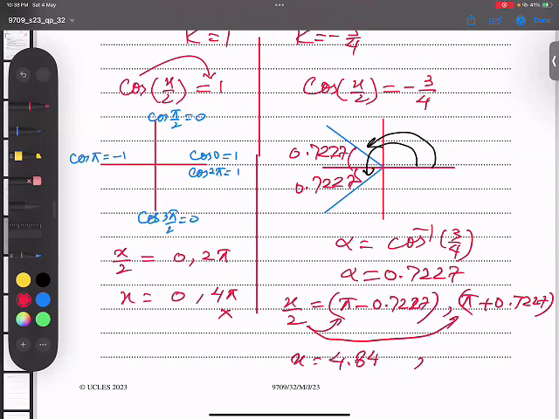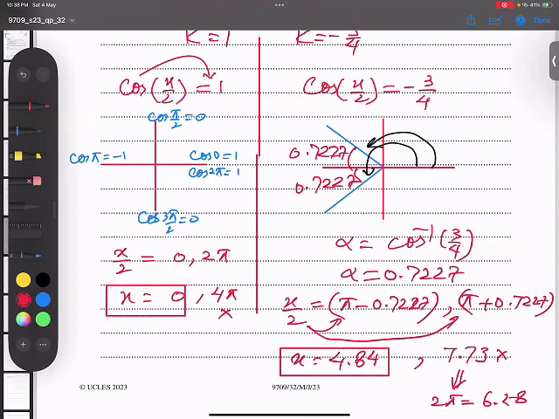And second is what? 0.7227 into 2, which is 7.73. But the thing is, if you type in the calculator, this is crossing the boundary, because 2 pi is basically 6.28, if you check it. But this is crossing the boundary. So we have only two answers, students, 0 and 4.84. I hope the point is very clear. And let's go for the next question.